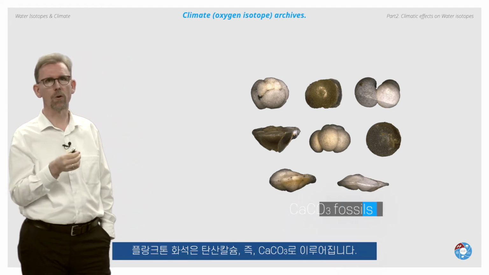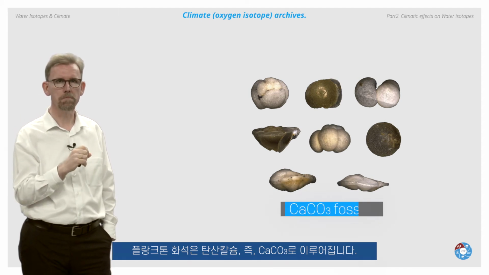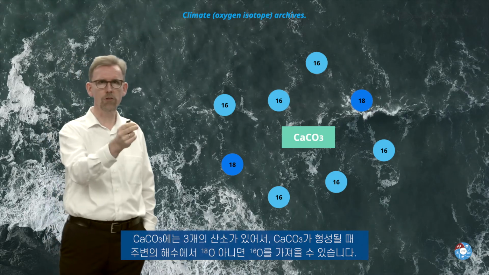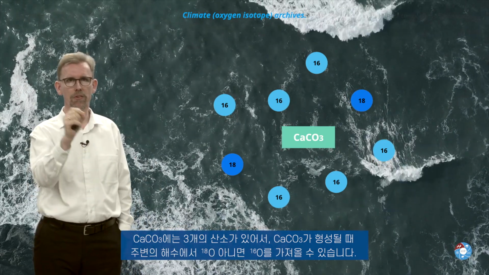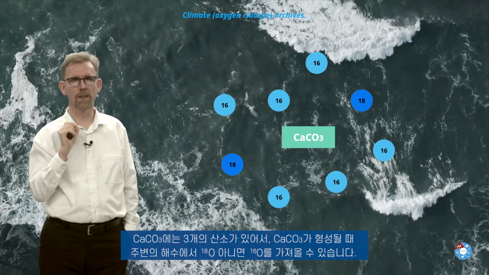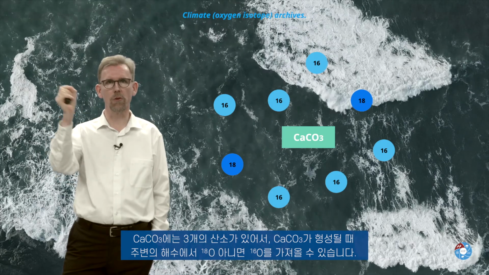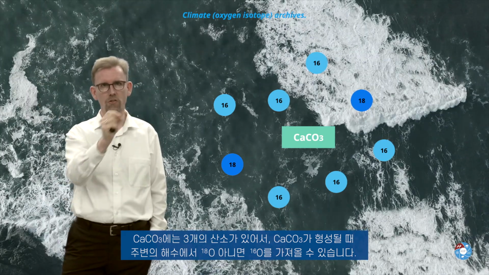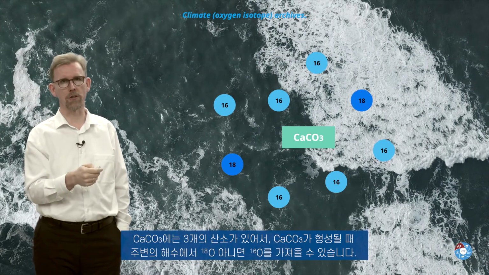They are made out of calcium carbonate, which is CaCO3. There are 3 oxygen atoms embedded in the calcium carbonate, and there is hence the possibility that either 18O or 16O from the surrounding ocean waters can sneak into the process of calcium carbonate formation.